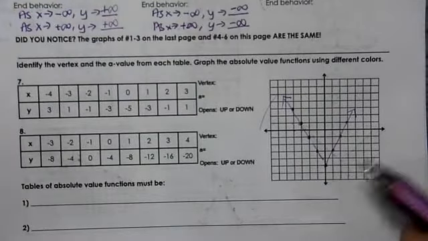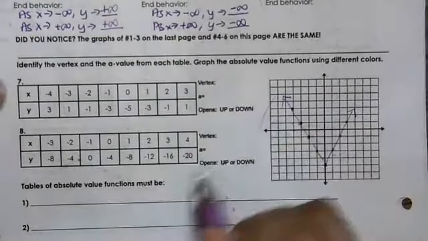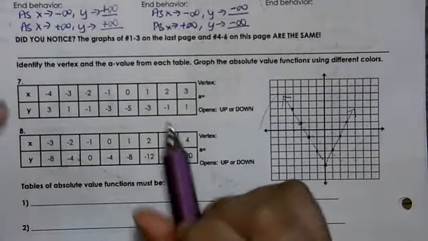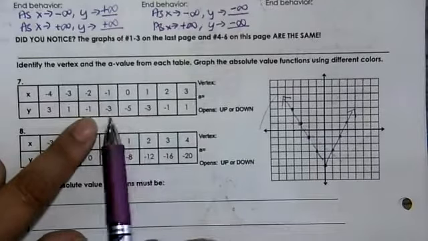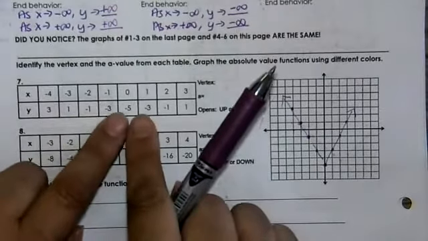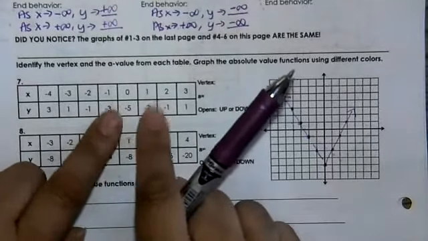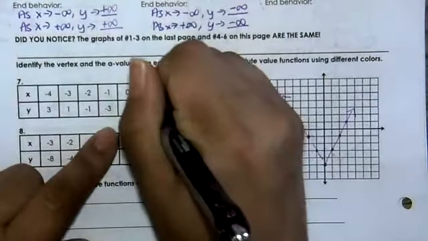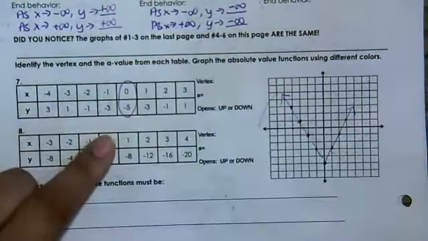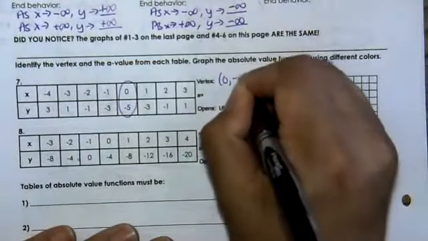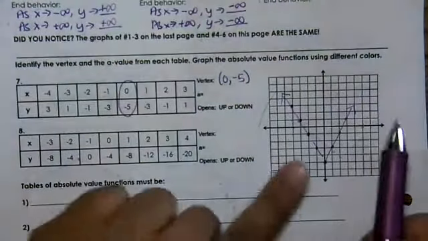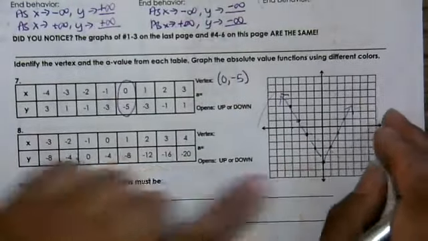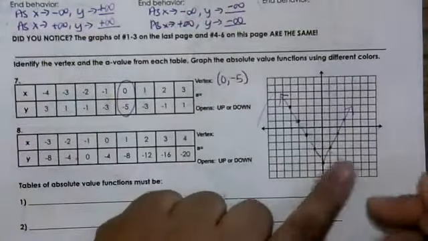All right, and now we can answer these questions about it. So I'm going to circle the vertex like we've done all along. If I look at some of the y values, you're looking for where it switches, where it surrounds itself with the same number, and that's right here at 0, -5. So there's my vertex. The a value, there's 2 ways to figure it out, but it's by using the table or the graph.